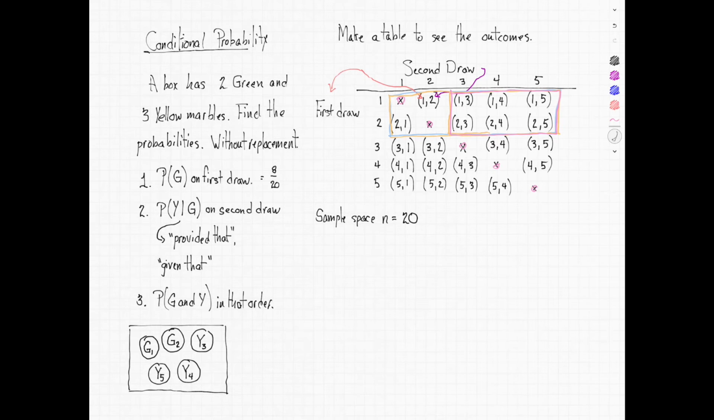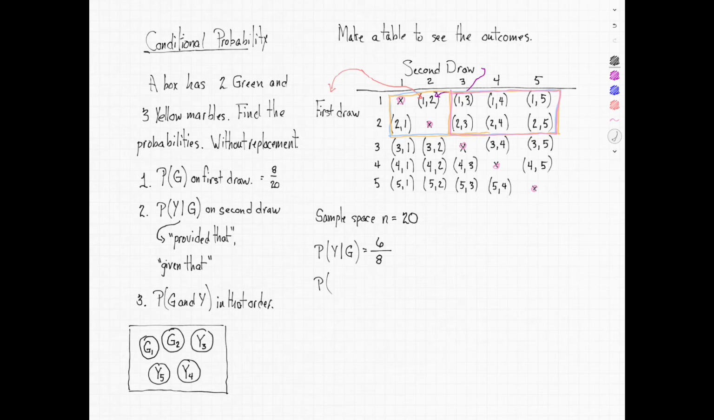So what I've done now is restrict my sample space. On the second one, the probability of drawing a yellow, given that it was green, is now there were eight outcomes in the sample space and 6 of which were a yellow on the second draw. Because the first two, the 1, 2 or the 2, 1, means you got a green on the second draw. So we wanted any that had a 3, 4, or 5 in the second position.